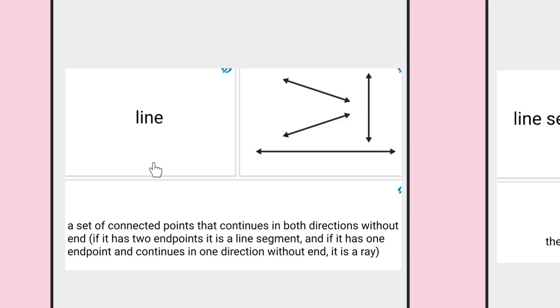A line is defined as a set of connected points that continue in both directions without end. So as you can see here, we have two sets of connected points with arrows that indicate that they're going to both continue on in either direction.